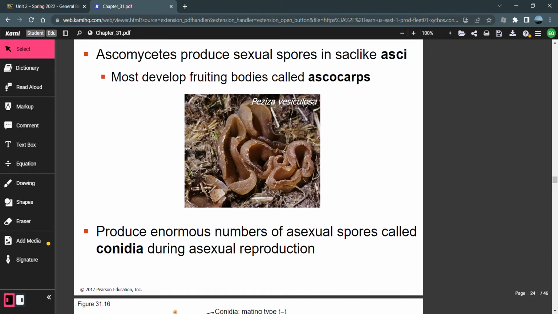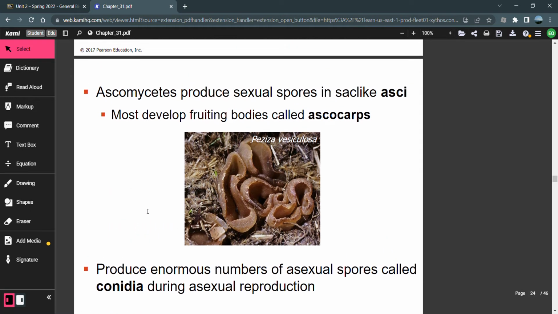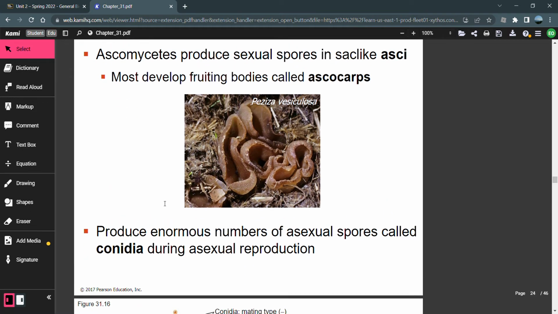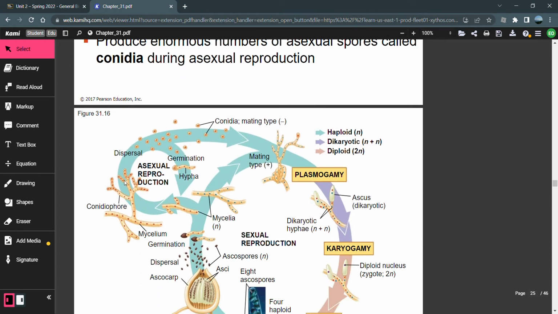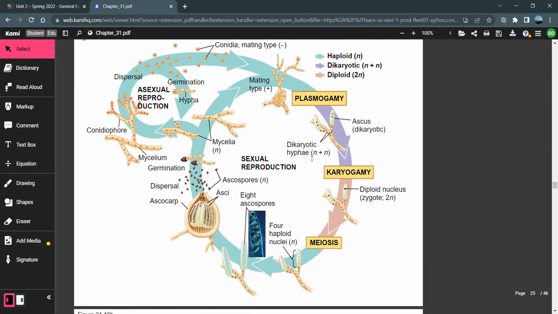But during asexual reproduction, a unique trait of ascomycetes are asexual spores called conidia. So conidia are here, they're specialized hyphae, and they're only found in asexual reproduction of the ascomycetes.